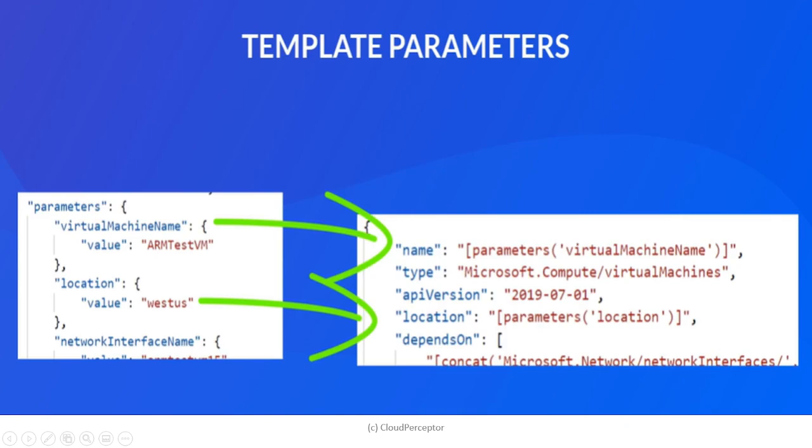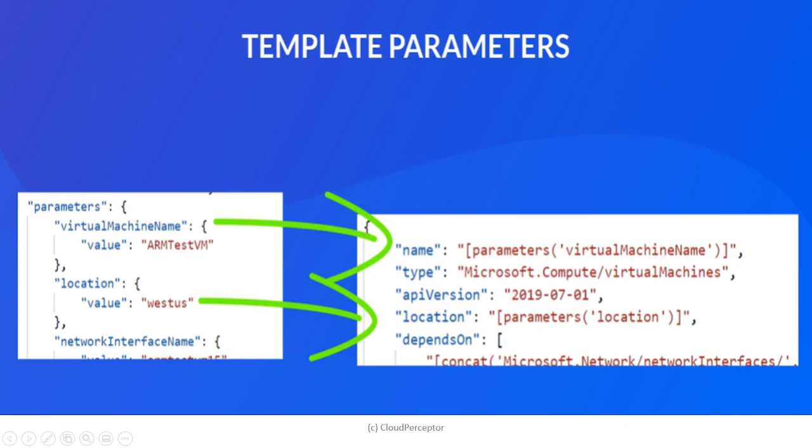So yeah, these are the parameters. I told you, right, we define the parameters in a parameter JSON file. So these are the parameters which are defined. Virtual machine name, as you can see here, parameters virtual machine name. Again, it should match this key from the parameters file when you want to use it in your template. Next is the location, West US.